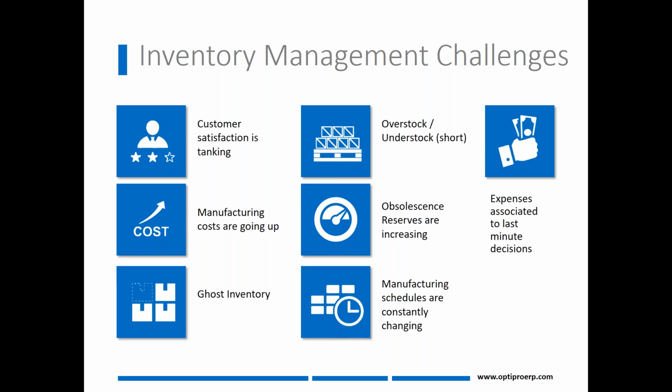Your accounting people are complaining that obsolescence reserves are increasing. So that means we now have inventory that we're having to write off because perhaps engineering is revisioning parts up, or perhaps engineering is changing bills of material. Perhaps you have very nervous manufacturing schedules. They're constantly changing because you attempt to start a particular work order or assembly only to find that there are parts short. So you have to build something else. And all of that is leading to increased expenses associated with these last-minute decisions.